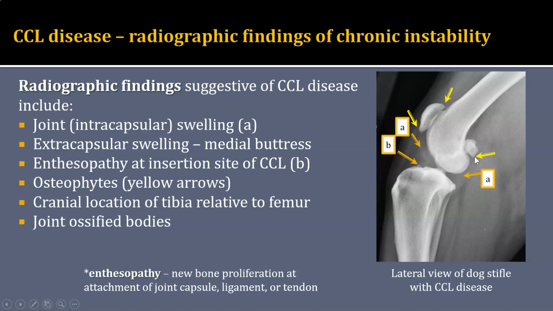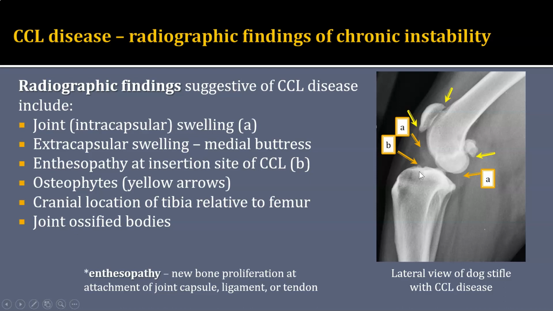And then one specific area that I want to draw your attention to is when we get enthesopathy, and remember that was a term of periosteal reaction at the origin or insertion of tendons, ligaments, and capsules. When we get enthesopathy, which is this proliferation here, that is a periosteal reaction at the insertion in the area of where the cranial cruciate ligament is. When I see this enthesopathy, that is going to really make me suspect that the arthritis of the stifle is from cranial cruciate ligament instability or disease.